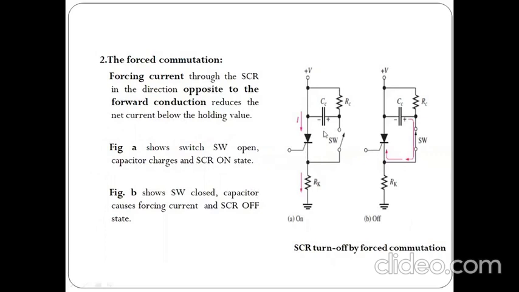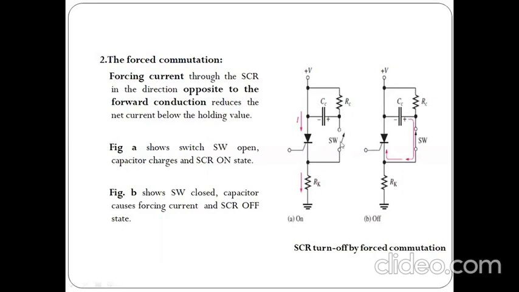For the forced commutation method, we are going to make use of a capacitor and a switch. Initially, when the SCR is in the conducting state, the switch will be open. So the capacitor will start to charge towards the voltage V through the resistor RC, and after some time the switch will be closed.